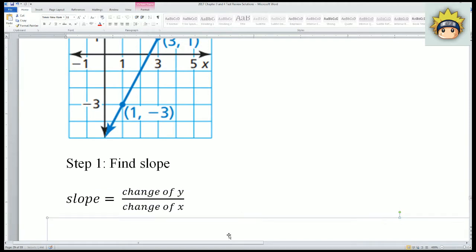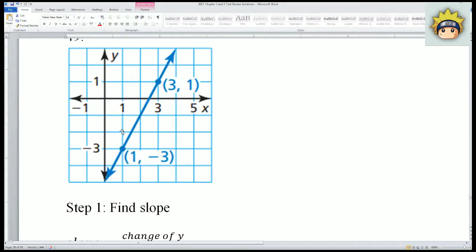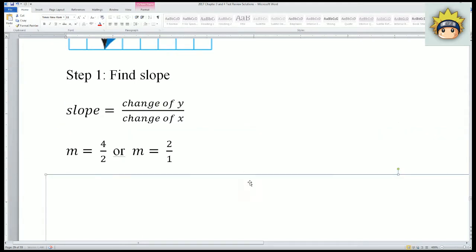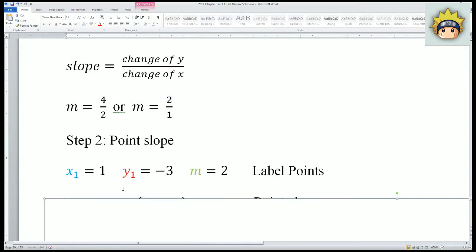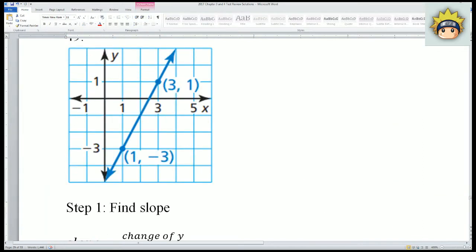The slope is change of y over the change of x, so I can even count it: 1, 2, 3, 4, which is my change of y, and 1, 2, which is my change of x. So m is equal to 4 over 2. You can simplify that, so the slope can be written as m is equal to 2 over 1. There you go. Next, step 2 is always to figure out what you have, right?